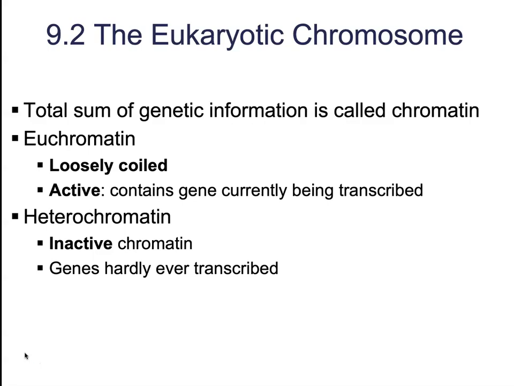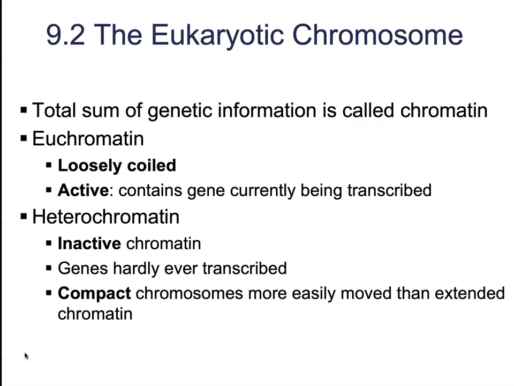Heterochromatin, on the other hand, is inactive chromatin. It's really densely coiled. I seem to be missing that bullet point, but make sure you put in your notes that it's very densely coiled and inactive chromatin, meaning that the genes are not really being transcribed at this point. Really, the only time we go into heterochromatin form is for the sake of mitosis.